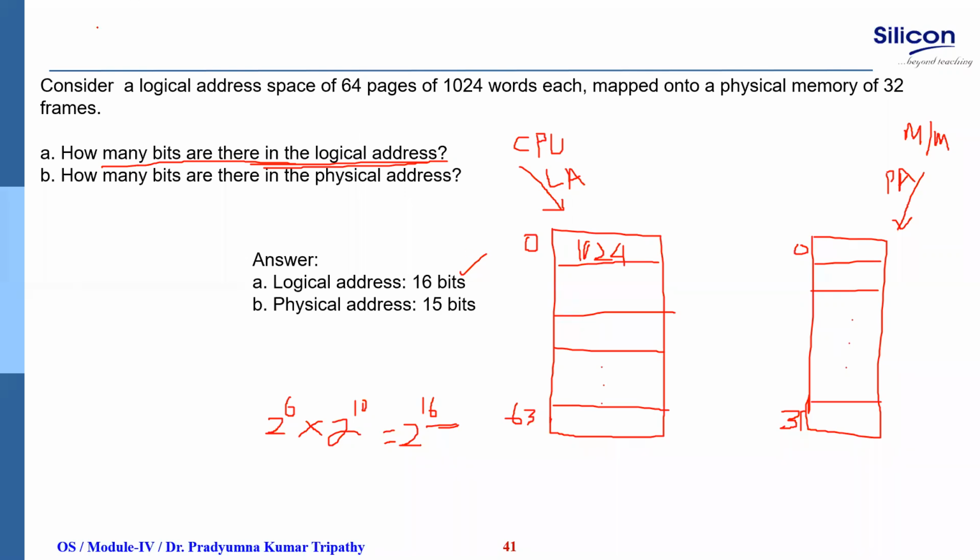Similarly, for the physical address, how many frames are there? 32, which means 2 to the power 5 frames. And each frame is of 2 to the power 10. How do we know it's 2 to the power 10? Because page size equals frame size. So this is also 2 to the power 10, and that results in 2 to the power 15. Correct? So how many bits are required? 15 bits are required.